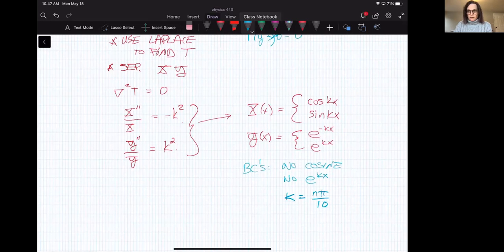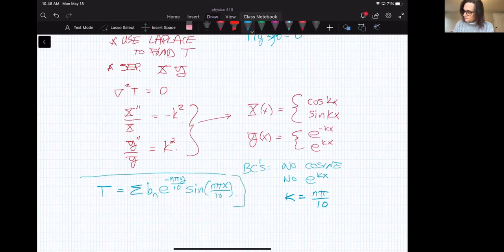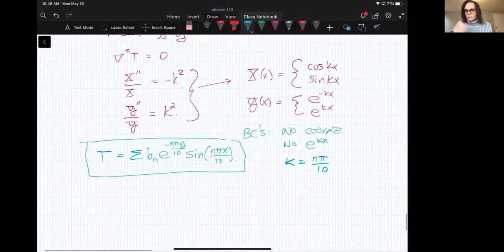Right, so some of the same things that we've done with Fourier series. So we have that our solution T is equal to a sum of linear combination of some constants we'll call, suggestively, B sub n times e to the minus n pi y over 10 times sine of n pi x over 10. Okay. And that, again, is a perfectly acceptable general solution. We have more information, though, right?